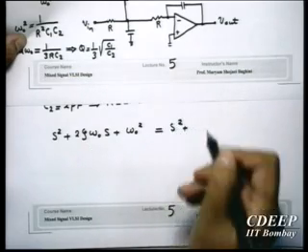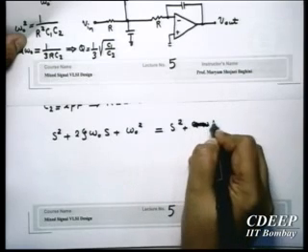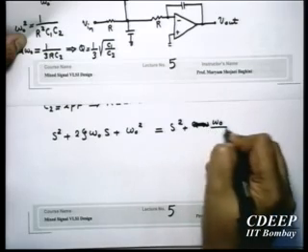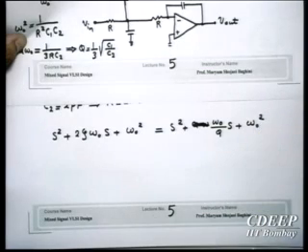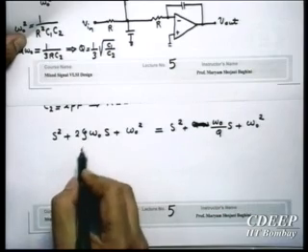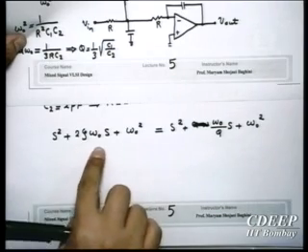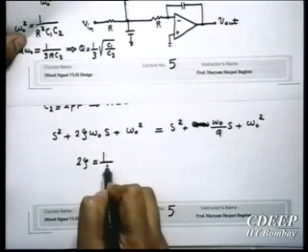It's s square plus omega 0 upon Q into s plus omega 0 square. The reason is that the poles will be a function of zeta, so they write it in this way. But this zeta, in fact, 2 zeta is equal to 1 upon Q.